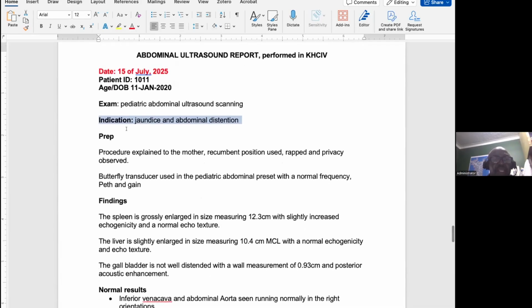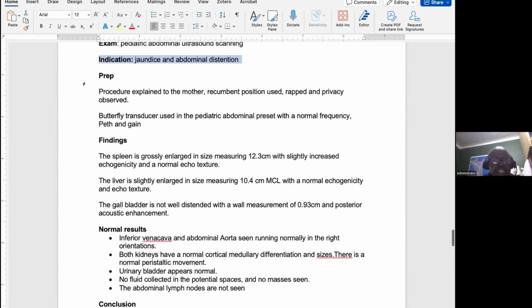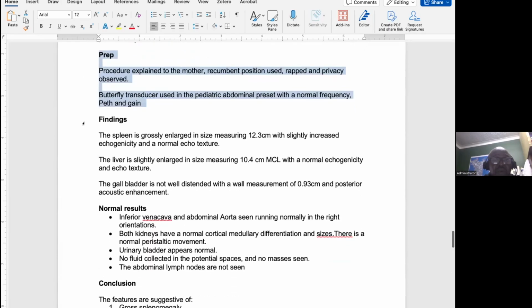At the beginning, we did an abdominal ultrasound scan. This is a pediatric ultrasound scanning indication because the child had jaundice and abdominal distension. In the preparation of our case, the procedure was explained to the mother. We put the mother in the recumbent position. We draped, and privacy was observed. We used a butterfly, and we used a preset with a normal frequency, depth and gain.